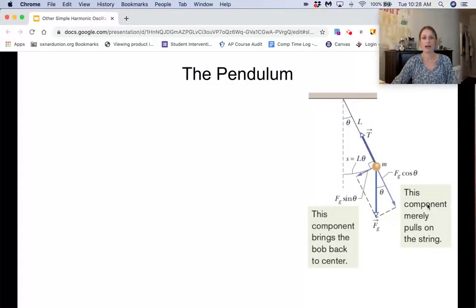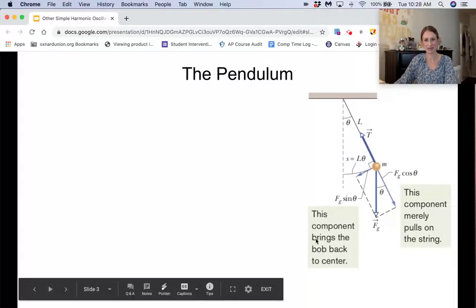Now, another simple harmonic oscillator is the pendulum. This is much, much more common than a torsion pendulum. Here we have a mass m on a string. This is our most common example of a pendulum. We call that mass m a pendulum bob. You can see in this picture, it says this component brings the bob back to the center. That word bob is not a name. It's just what we call the mass at the end of the string. We call it a pendulum bob.